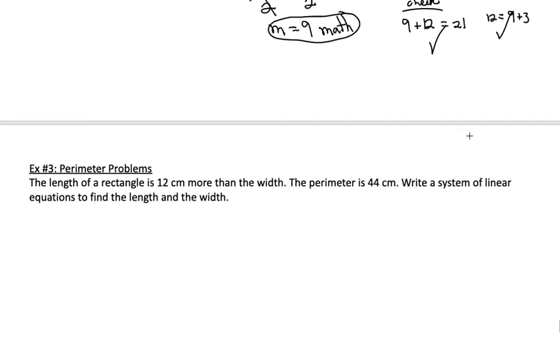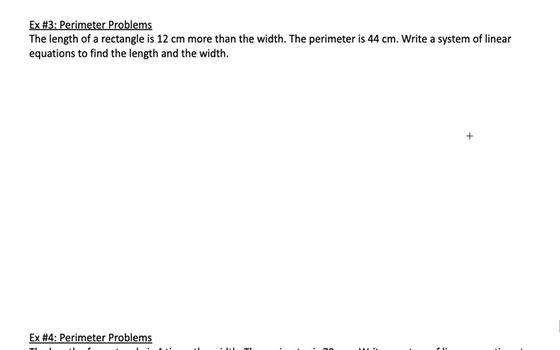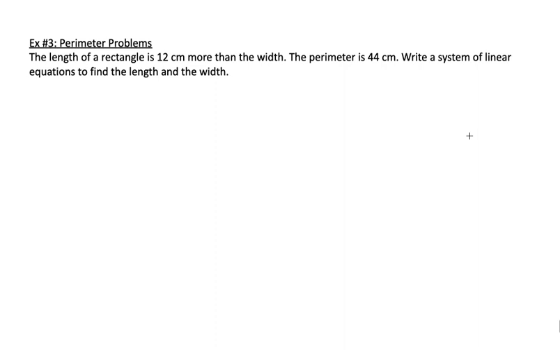Now we come to our third example, and it's a perimeter problem. Perimeter problems are a little tricky in defining our variables. So let's do L is our length, W is our width. Now, what helps is to draw a picture. I just drew a rectangle.